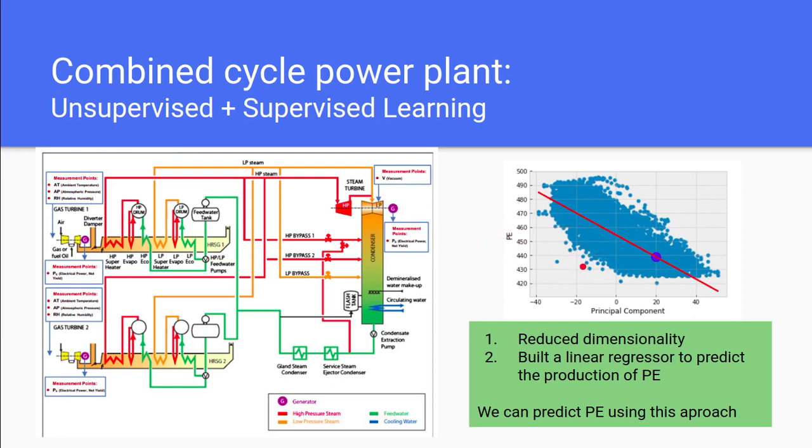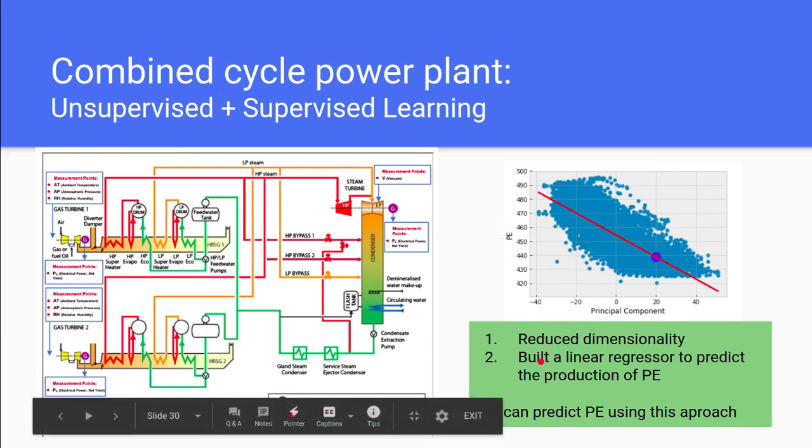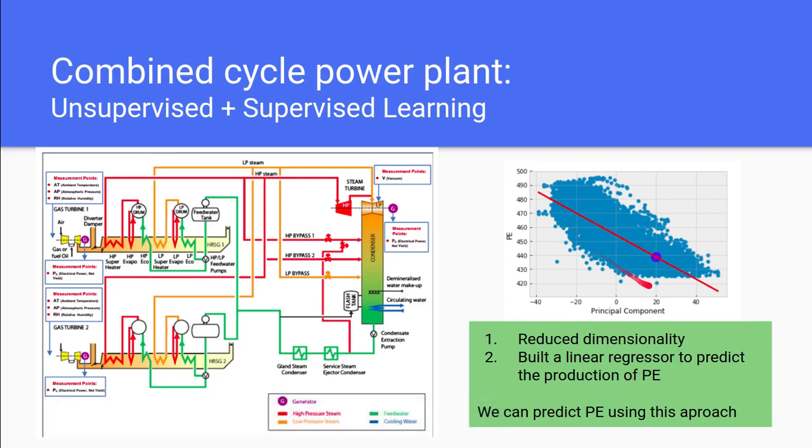Okay, and then we used these dimensionality reduction variables to build a linear regression to try to predict the production of electric power. Okay, and this is the result. So this is the electric power, and this is the principal component, and this is the linear regression that we got, and this is a prediction.